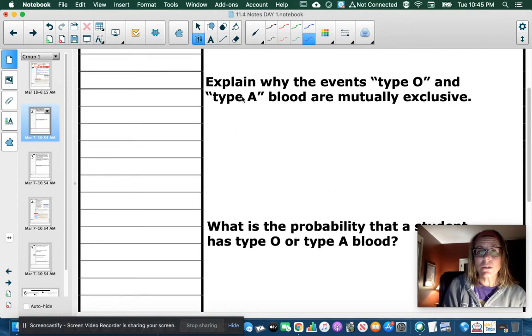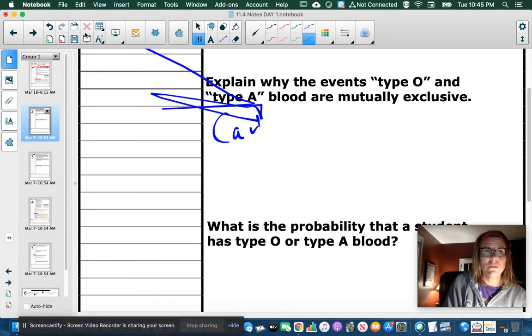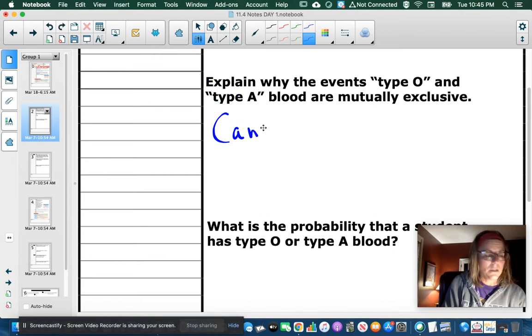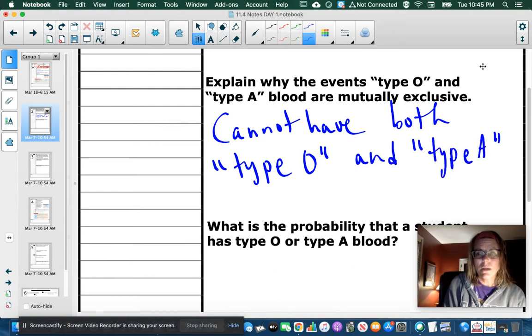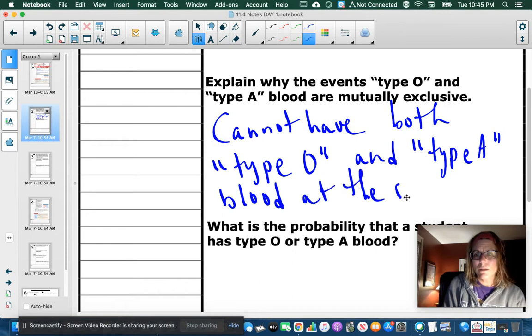Well, they're mutually exclusive because you cannot have both type O and type A blood at the same time.